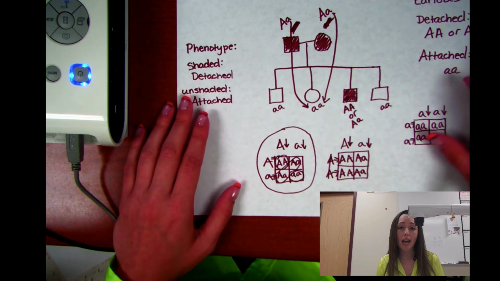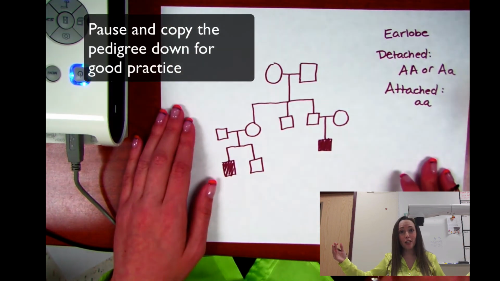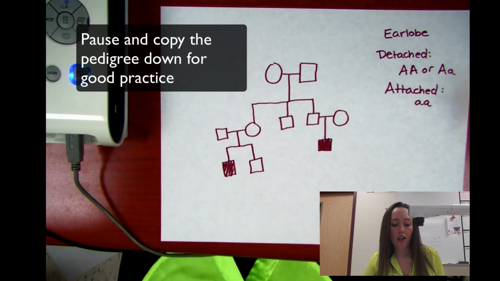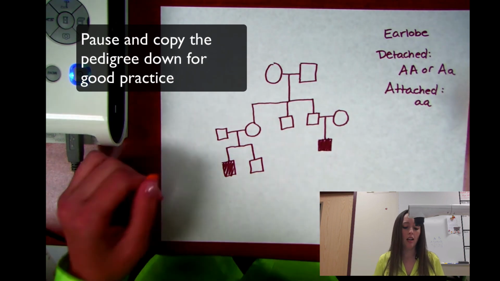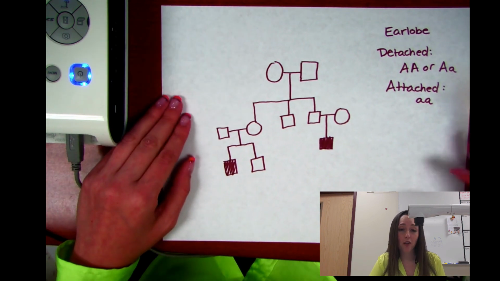So I'm going to go ahead and do one more pedigree. All right, here's the last pedigree that we'll do together, and then hopefully that's enough practice. First off, we need to figure out which one is dominant.